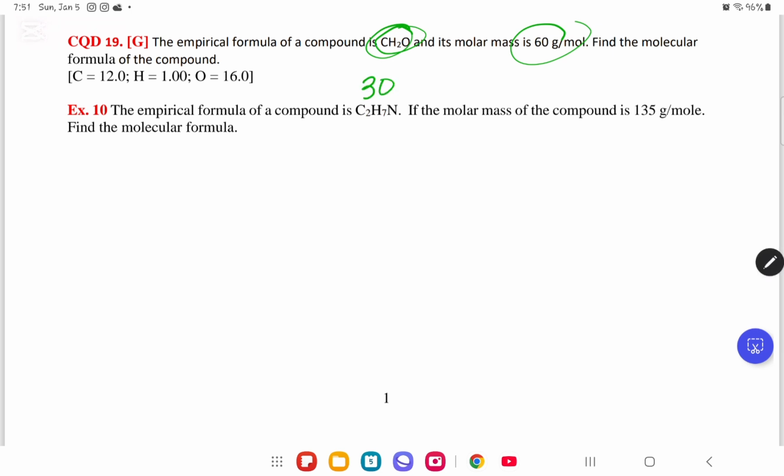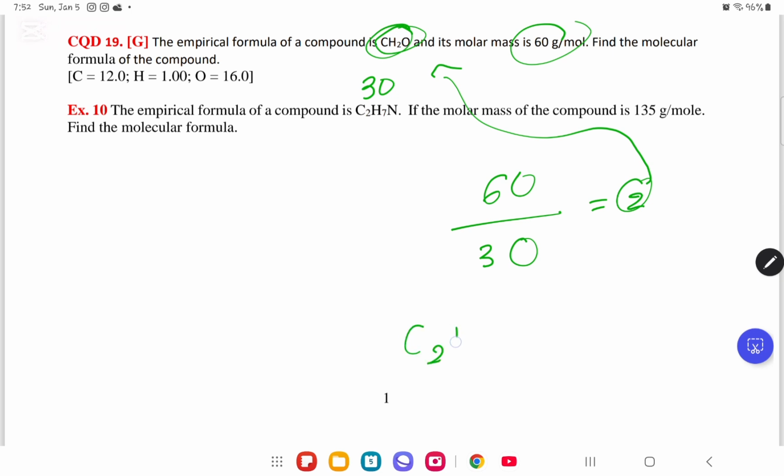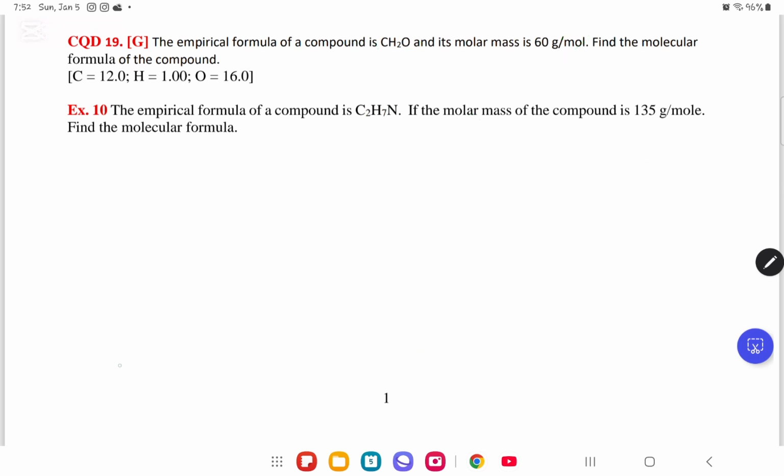is 30. Now what we do is we divide the molar mass of the compound, 60, by the molar mass of the empirical formula, which is 30. We're going to get 2. So now very simply, that means we are going to multiply the empirical formula by 2. So it is C2H4O2. And that's it for CQD number 19.